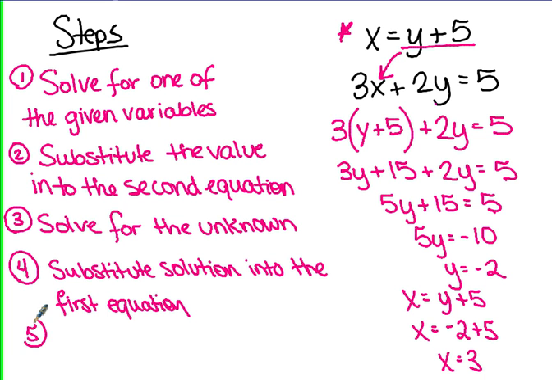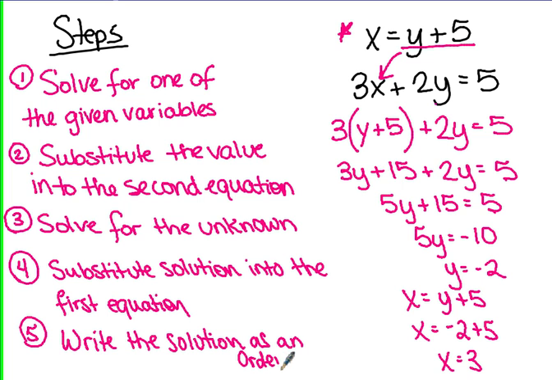And step 5, we always write our answers to these as an ordered pair. Okay, so write the solution as an ordered pair. Okay, remember when writing an ordered pair, the x value comes first, so x is equal to 3, y is equal to negative 2, and then it's the solution for our equation.